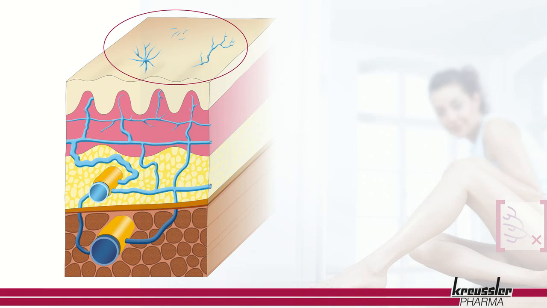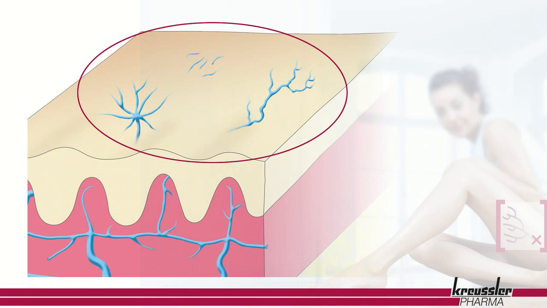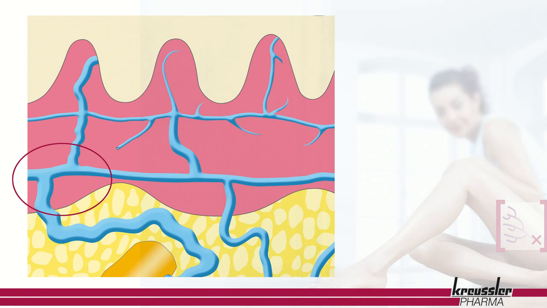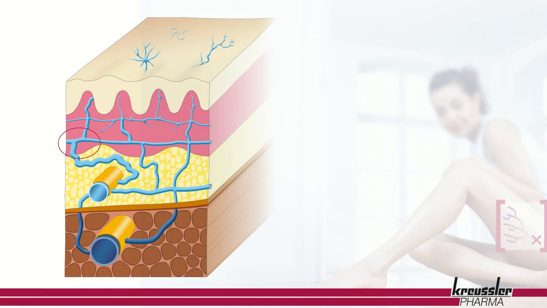Telangiectasias are enlarged intradermal veins with a diameter of up to 1 mm. The reddish or bluish veins often have a fan-like or star-shaped appearance. Reticular varicose veins are located at the transition of the dermis to the subcutis. They often form a branched network and have a diameter of 1 to 3 mm.